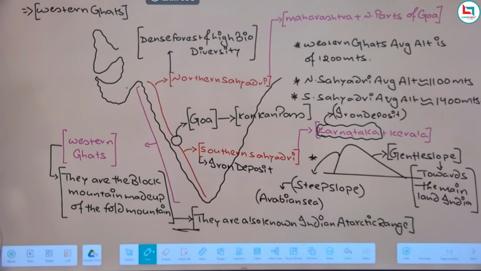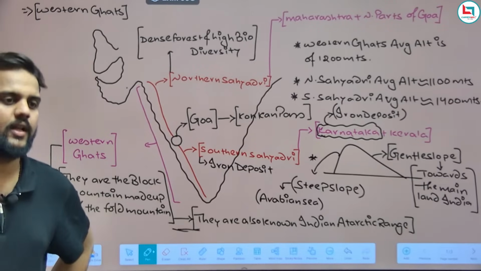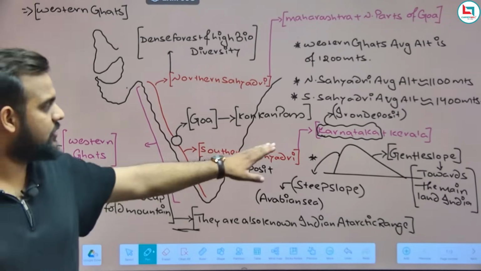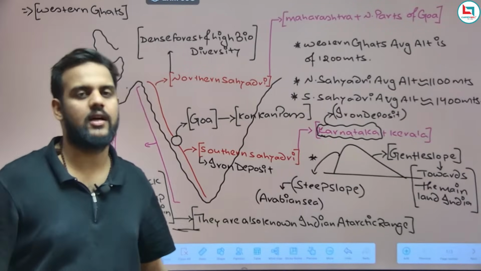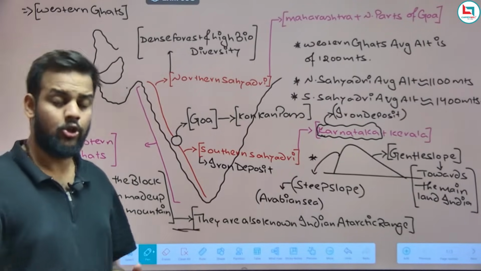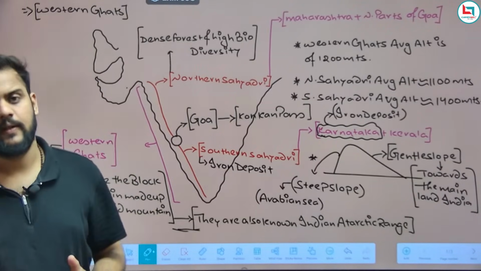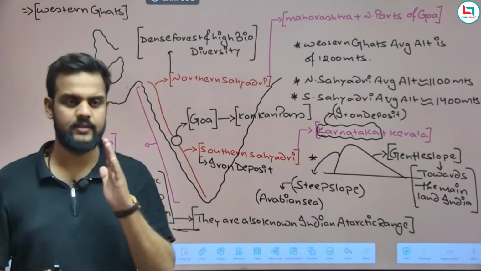Okay, and in the Southern Sahyadri, we have the mineral deposition, and especially we have the deposition of iron in the state of Karnataka. And Northern Sahyadri is famous for the dense forest and high biodiversity. When we talk about the average altitude of Northern Sahyadri, it is around 1100 meters, and average altitude of Southern Sahyadri, it is around the 1400 meters. So Southern Sahyadri is higher than the Northern Sahyadri.